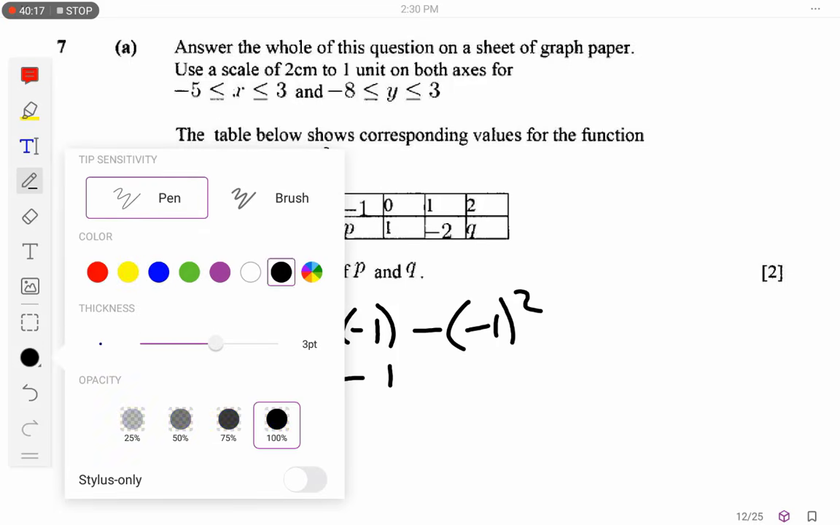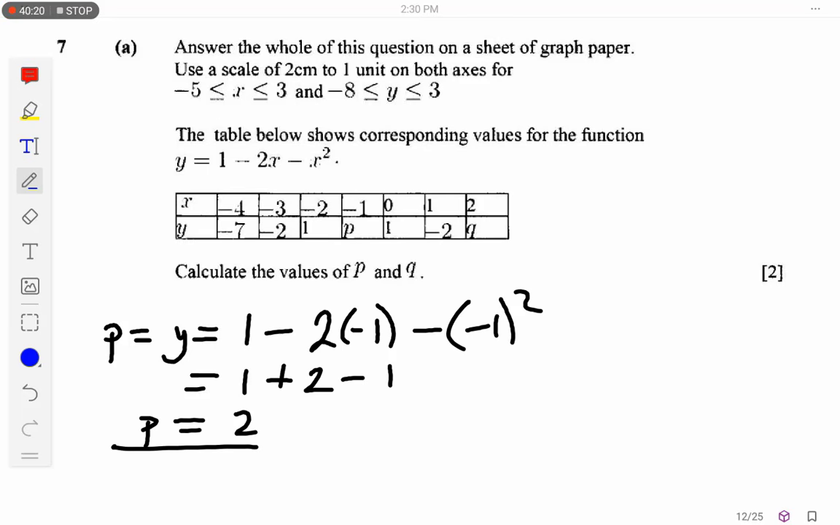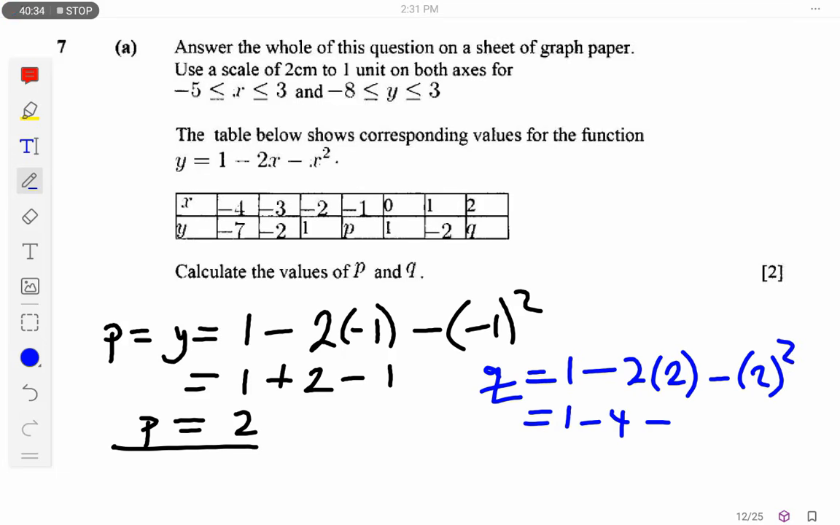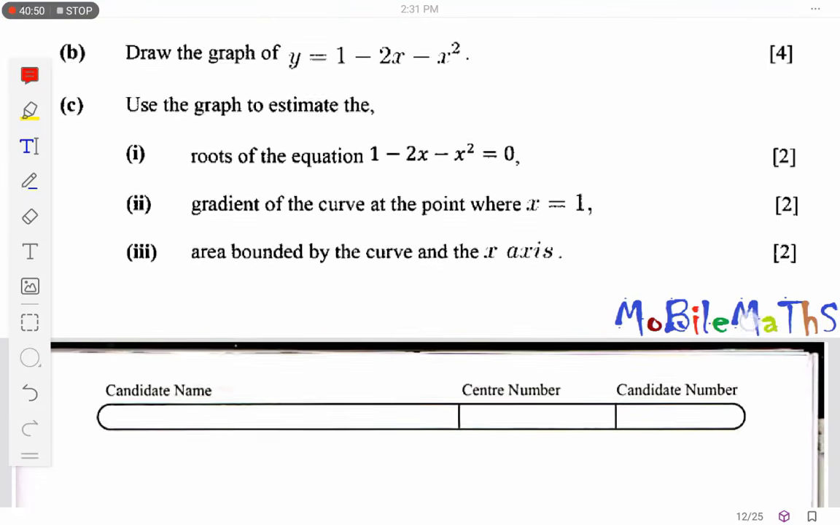Then my q is going to be equal, using the same formula, q is equal to 1 minus 2 by, I'm substituting with a 2 there, 2 by minus 2 squared. So it's going to be 1 minus 4, then minus a 4 again. So my q is equal to 1 minus 8, that's a minus 7. Okay, so we can write minus 7 here and here a 2. So we are going to use that information to draw the graph. That will be the next question automatically.